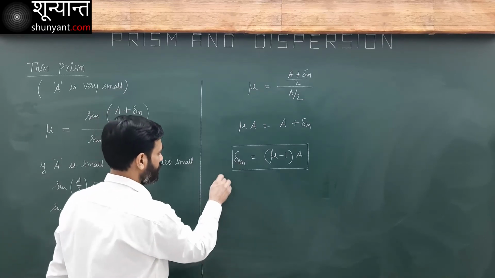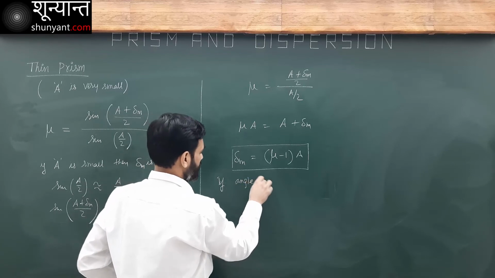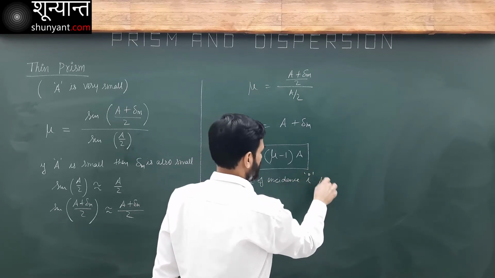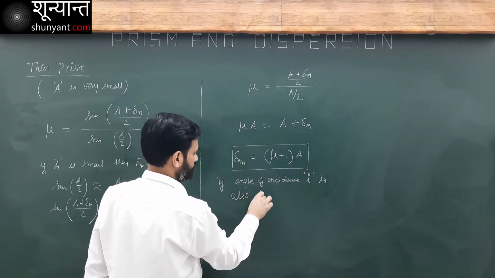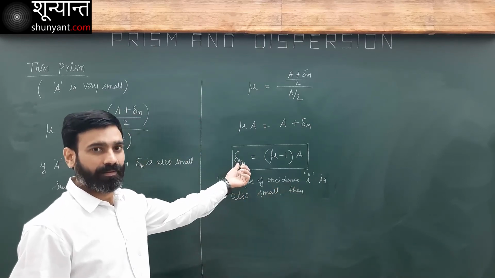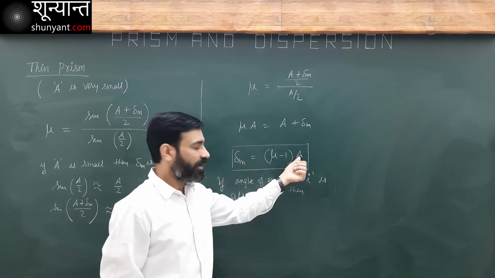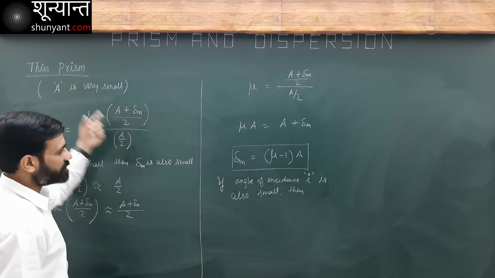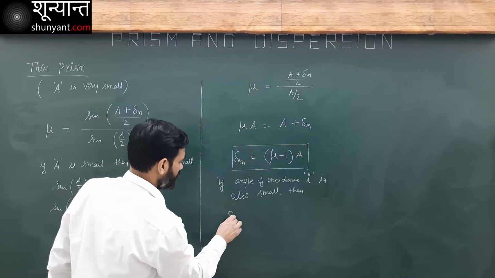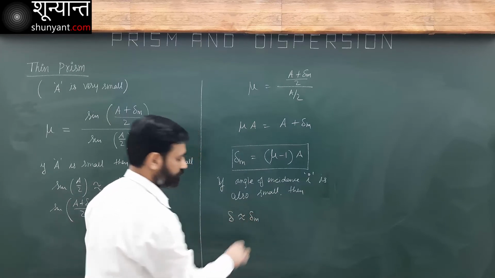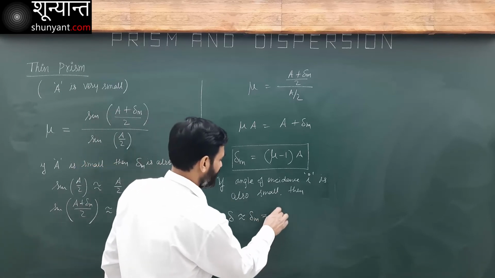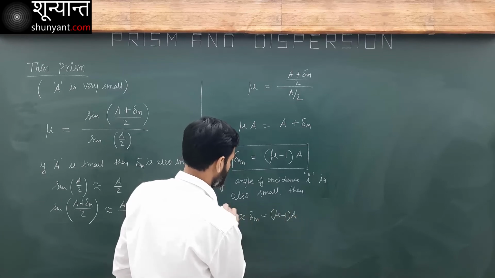Now if the angle of incidence i is also small, then this is the minimum deviation if A is small. So if A is small, it is a thin prism, and the angle of incidence i is also small. In that case, delta is approximately equal to delta m. So whatever deviation is produced is actually the minimum deviation, and that will be equal to (mu minus 1) times A. Both are equal.